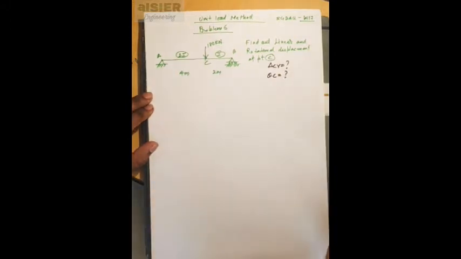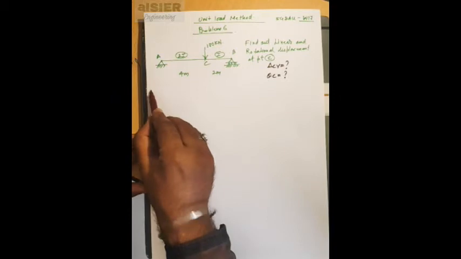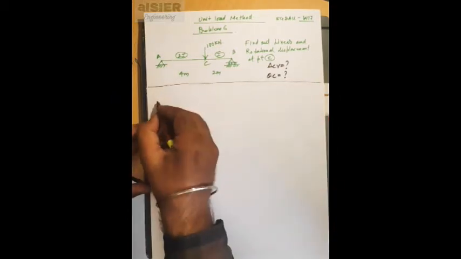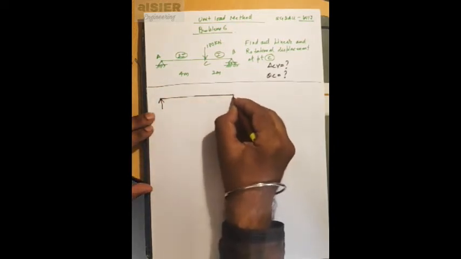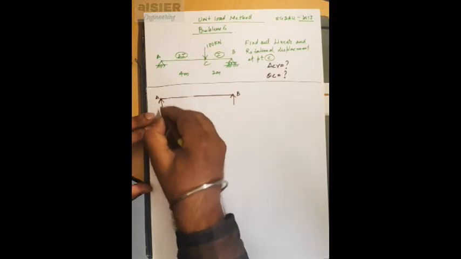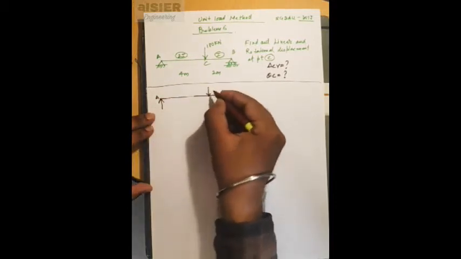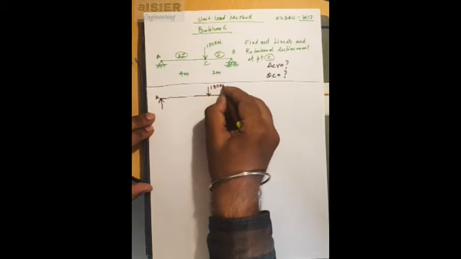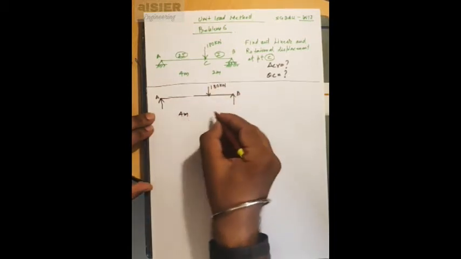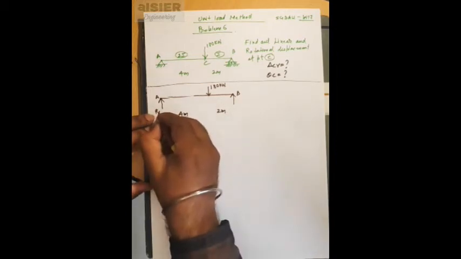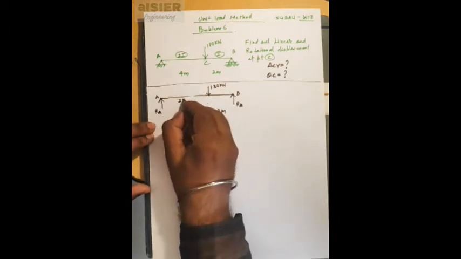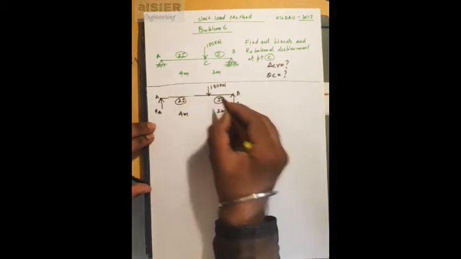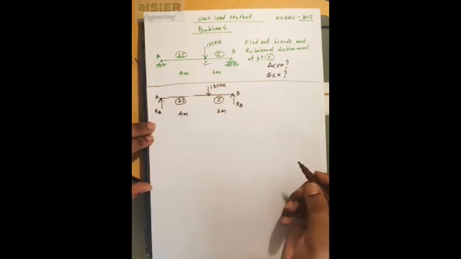Now when it is simply supported beam, we have to calculate reactions first. So we will draw this diagram again and we will try to calculate the reactions. So this is support A, this is support B. So this is a concentrated load of 180 kilonewton here. This is 4 meter, this is 2 meter. Here will be a reaction at A, RA, reaction at B, RB. This is 2I, this is I. So we will calculate reactions.